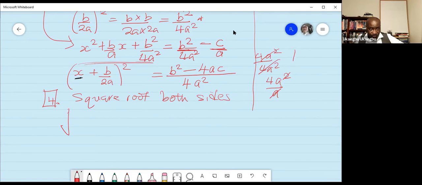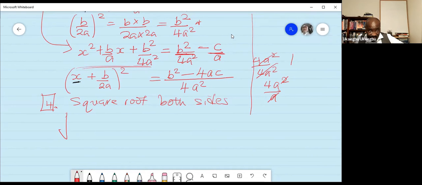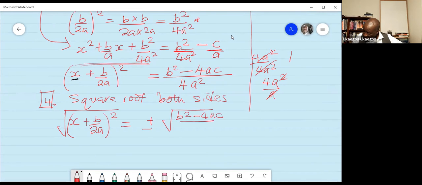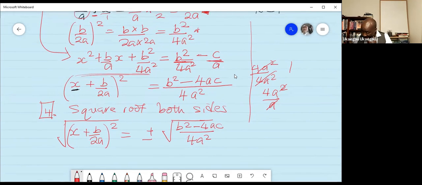Okay, I will go over step 3, but let me finish writing this statement first so that I won't forget. Then I'll go to step 3. So I say square root both sides. So you're square rooting x plus b over 2a whole squared equal to plus or minus square root of this side, which is b squared minus 4ac over 4a squared.